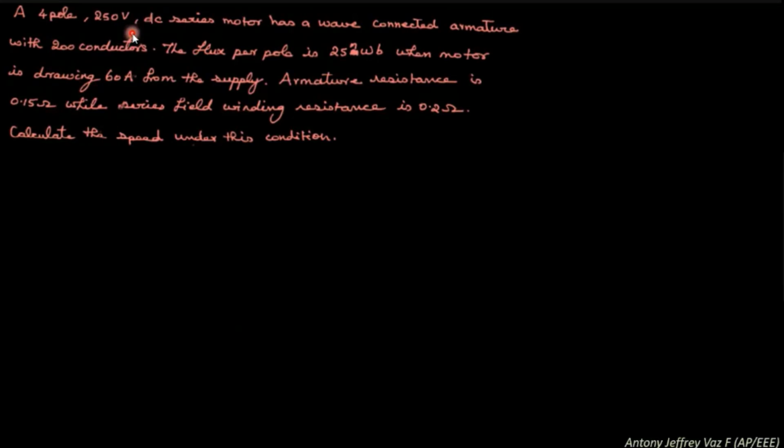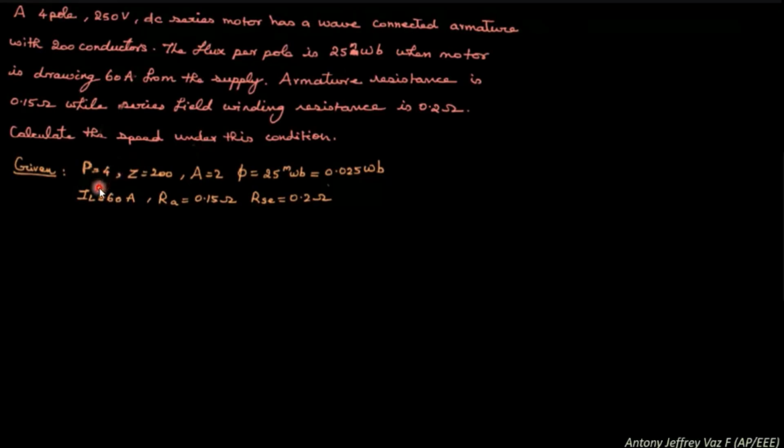And this is the fourth problem. Here, a 4-pole 250 volt DC series motor has a wave connected armature with 200 conductors. The flux per pole is 25 milliwebers. When the motor is drawing 60 amperes from supply, armature resistance is 0.15 ohms, while series field winding resistance is 0.2 ohms. Calculate the speed under this condition. So you are going to calculate the speed for this given data.